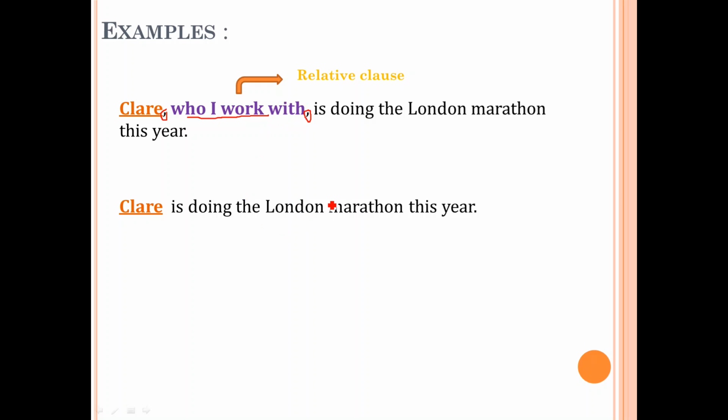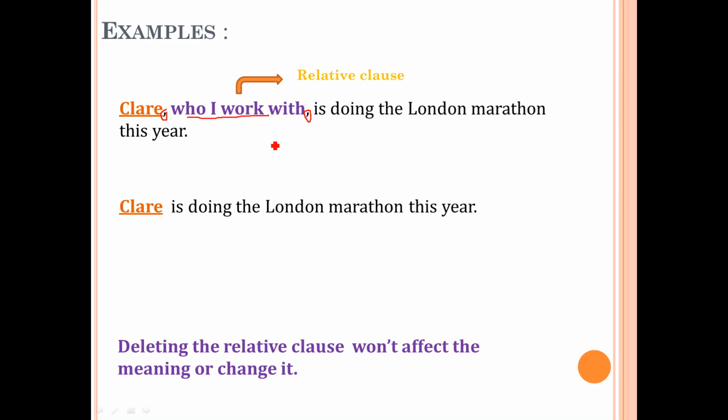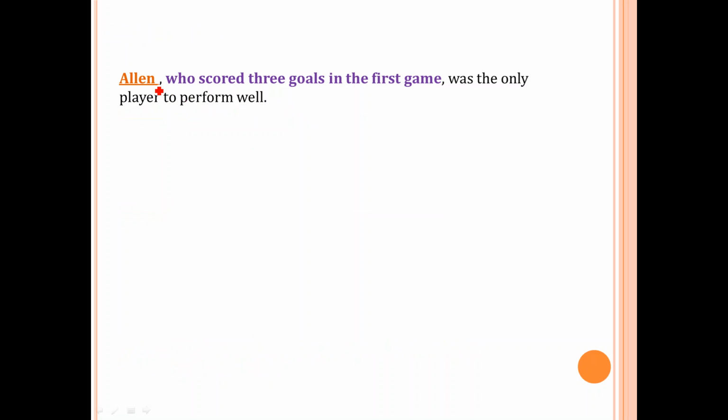أوكي، so the relative clause actually we use to add extra information, and if you delete this one it's not gonna make any difference. So deleting the relative clause won't affect the meaning or change it. حذف هاي الجملة ما راح يغير أبدا في المعنى لأنها extra زيادة. Okay, let's see this one. Allen, who scored 3 goals in the first game, was the only player to perform well. So we have this player. عندنا شخص بيلعب كرة اسمه ألين.